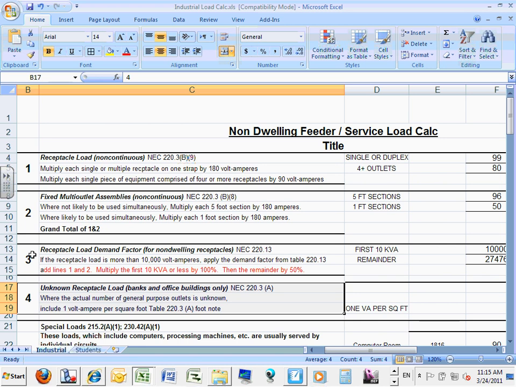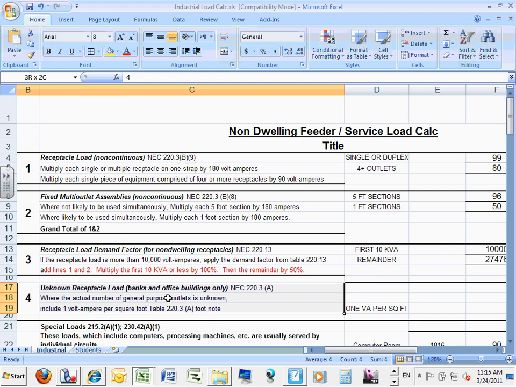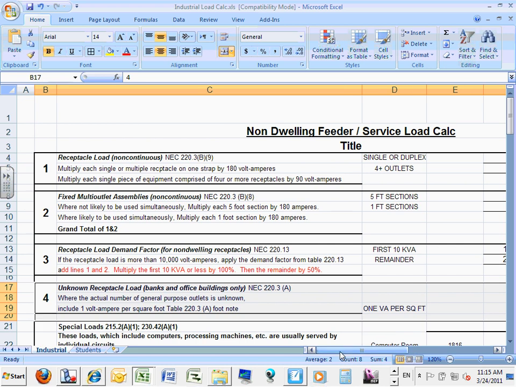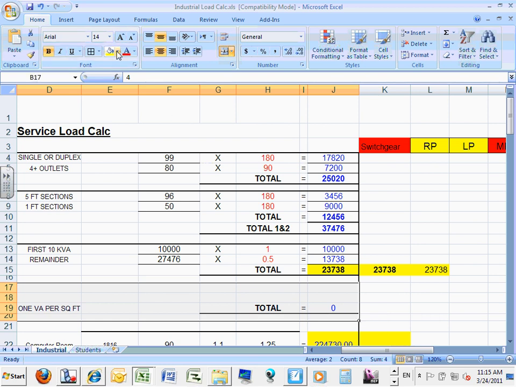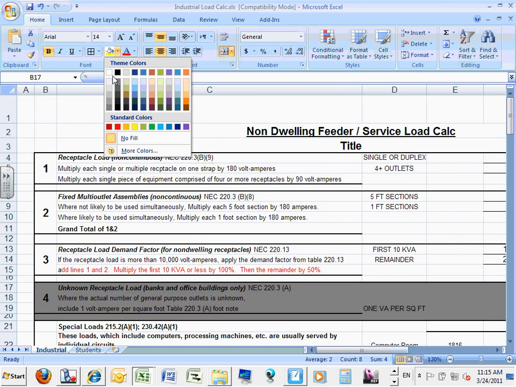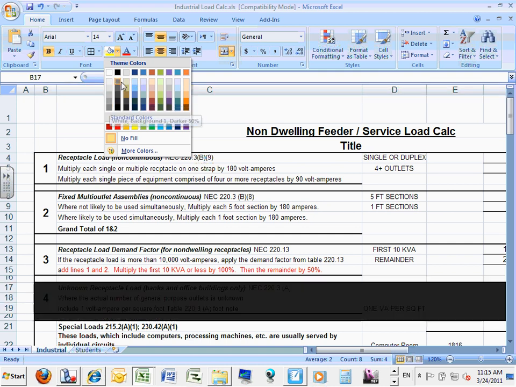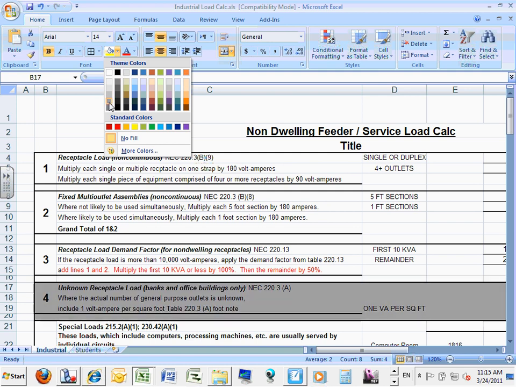So this one, I'm going to highlight the whole thing here, not this one, the one underneath it, the receptacle, all the way. Is it the same here? For office building only, so I'm going to highlight this and go gray. Which gray here? Let me see. Okay, well, let's just do it. I'm just going to black it. I'm about to confuse you, though.